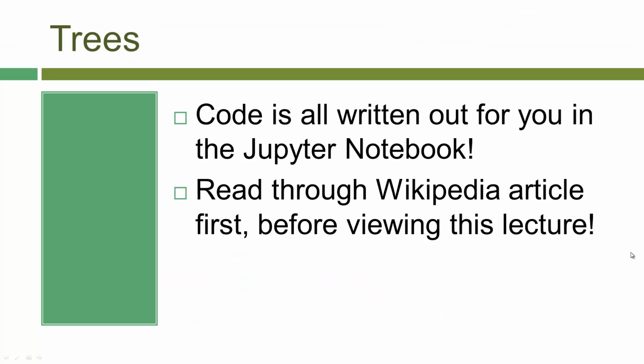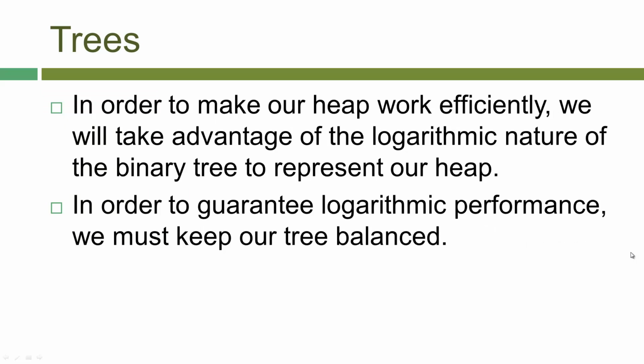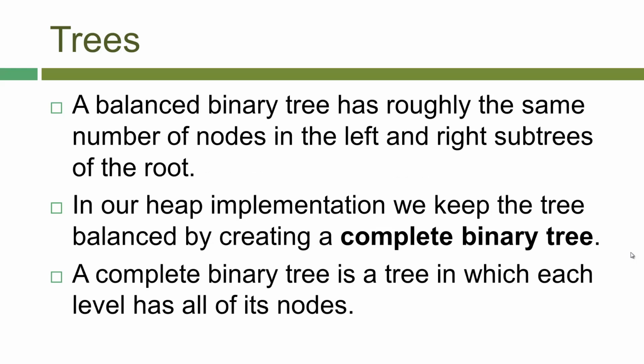Okay, so we're back at the presentation. Let's go ahead and continue. First thing we're going to do, in order to make our heap work efficiently, is take advantage of the logarithmic nature of the binary tree to represent our heap. In order to guarantee logarithmic performance, we must keep our tree balanced. A balanced binary tree has roughly the same number of nodes in the left and right subtrees of the root. In our heap implementation, we keep the tree balanced by creating a complete binary tree. A complete binary tree is a tree in which each level has all of its nodes.